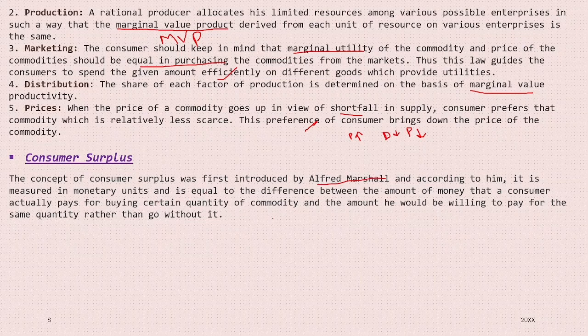We can explain this by saying that suppose I am willing to pay 1000 rupees for something, but the price is only 800. So what is the consumer surplus? Here 200 rupees is my consumer surplus.